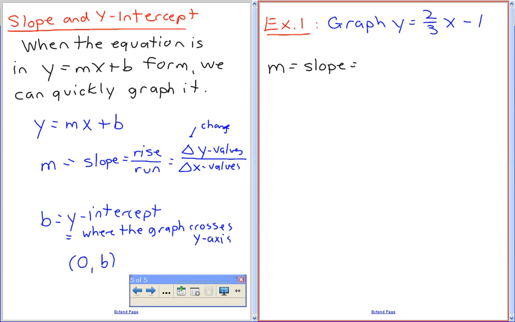Okay, m is equal to slope. Can I get a brave volunteer? It says graph y equals 2/3 x plus minus 1. What is the slope in this case? Yeah, Lisa, go ahead. 2? Nope. 3? Nope. Let's look at these together.